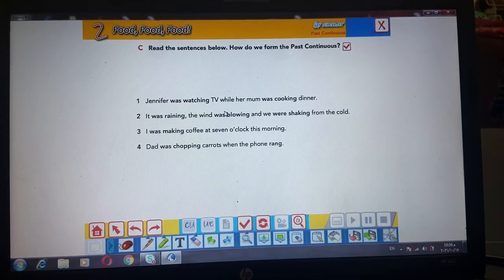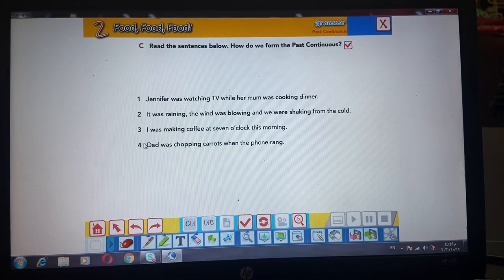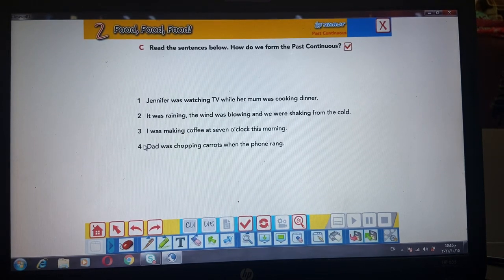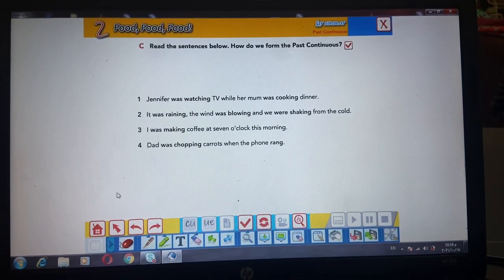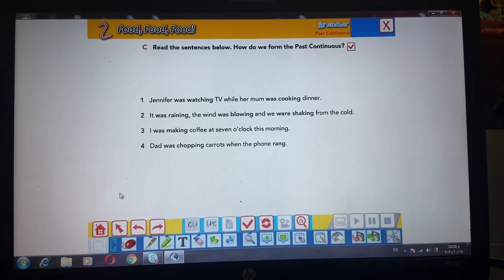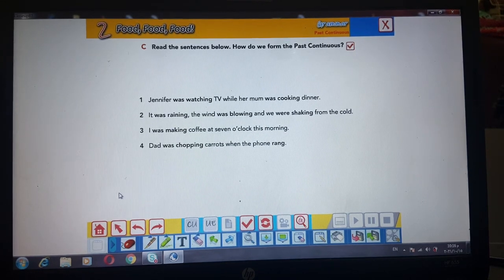The first sentence: Jennifer was watching TV while her mom was cooking dinner. Number 2: it was raining, the wind was blowing, and we were shaking from the cold. 3: I was making coffee at 7 o'clock this morning. Number 4: Dad was chopping carrots when the phone rang.